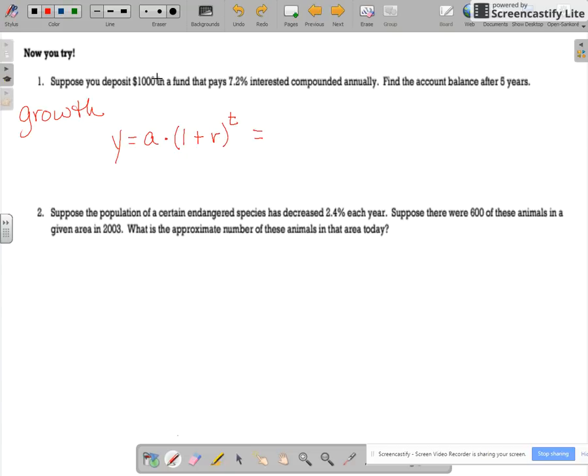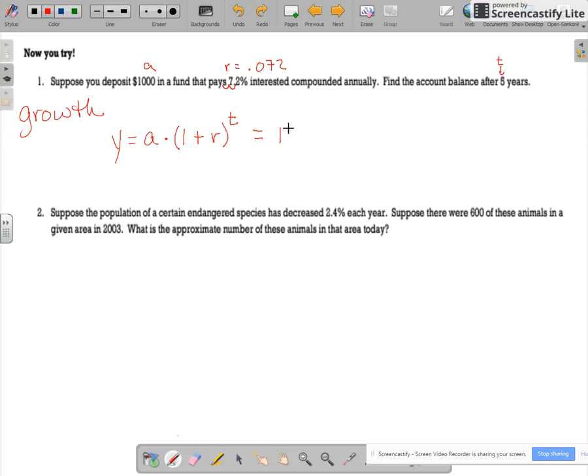So a is our initial amount. We start with $1,000 in the bank. So that's our a. 7.2% is what we compound annually. Okay, and compound means just putting into the bank. 7.2 is our rate, but we want it as a decimal. So we move our decimal place 2 spots. We get 0.072. Okay, and then lastly, 5 years. So that's our t.